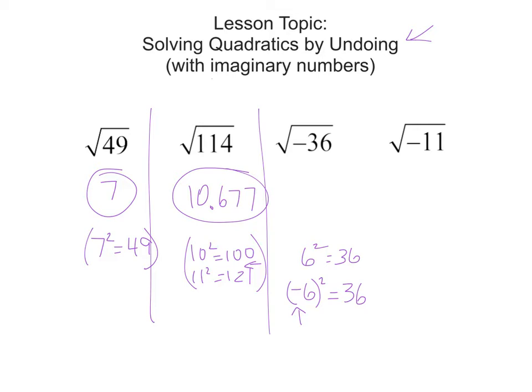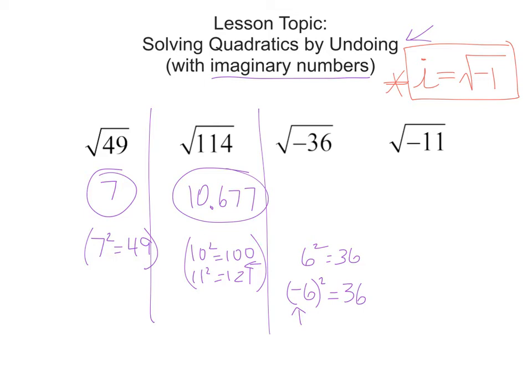Which is why mathematicians of the past decided that they were going to make up something called the imaginary number system. And in the imaginary number system, this is kind of an important thing to write down here, we are going to use the letter i to represent the square root of negative 1.